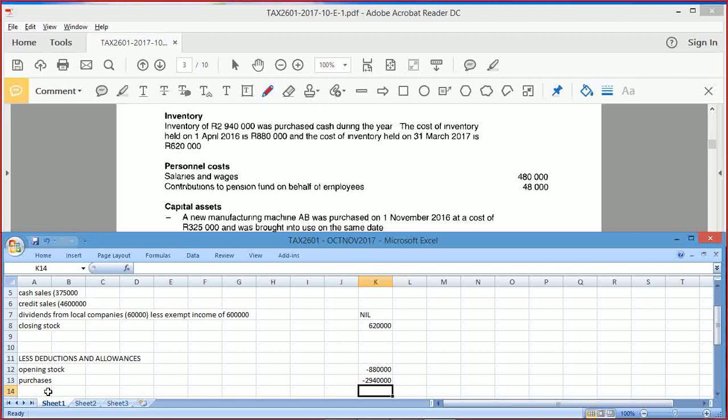Next is our personnel costs. So, salaries and wages. That's all right. Okay, question. Where is this going to go?